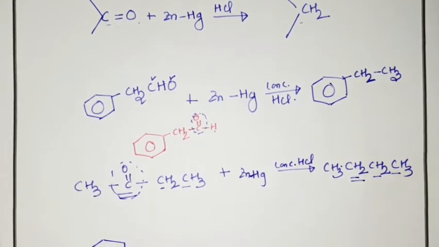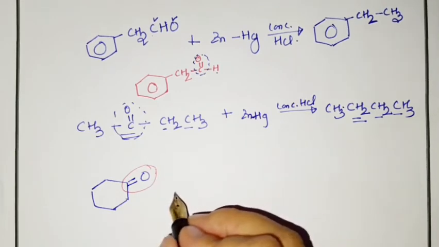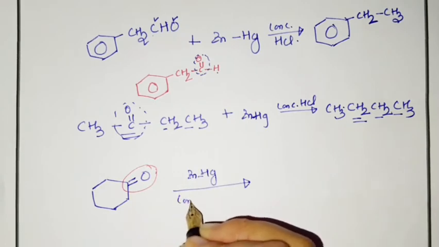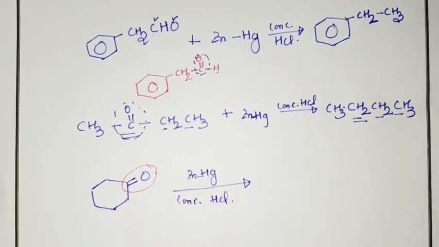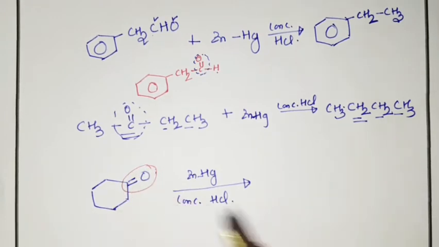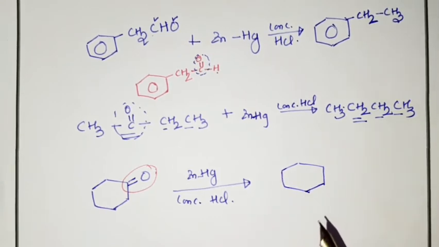Suppose we have cyclohexanone, okay, so this is the group which will reduce. So zinc amalgam and concentrated HCl. So again this is Clemmensen reduction. In Clemmensen reduction your CO group will get converted to CH2. So you will get cyclohexane. And hydrogen not shown also happens. So you will get cyclohexane.